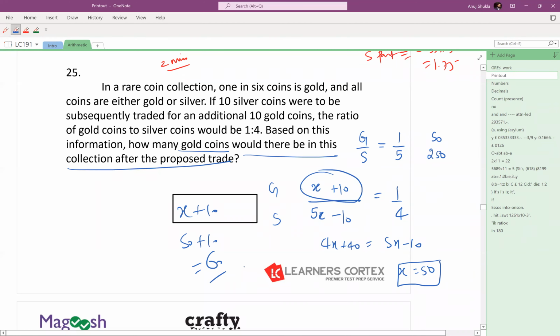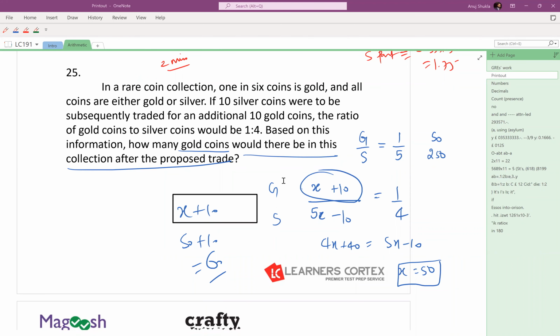So there will be 60 gold coins. They can ask about the silver coins also. How many silver coins after the proposed trade? Okay. Got it? Any doubt? No, sir. Okay.